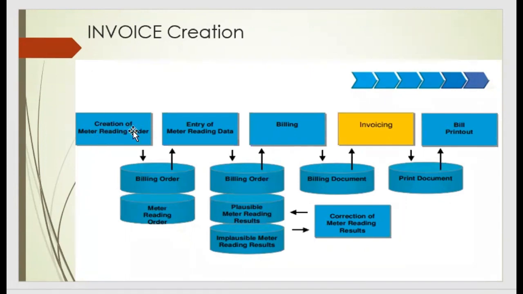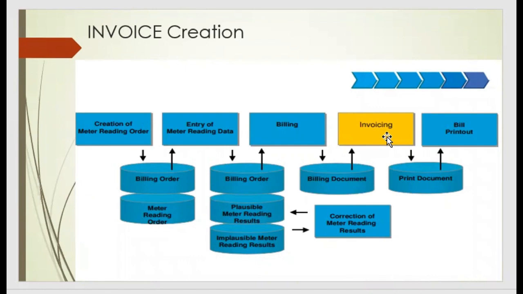So first we need to create an order. Once we create the order, the next step is to enter the meter reading. If the meter reading is implausible, we can release it and make it plausible. Once it is plausible, the next step is the meter reading result, and this meter reading order converts to a billable, meaning a billing order. Then we can generate the bill, and after generation of the bill, we check whether the bill is outsorted or not. If it is outsorted, we can release the outsorted bill, and then we can proceed with invoicing.